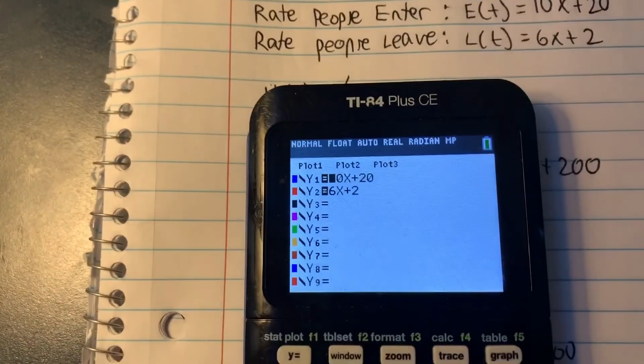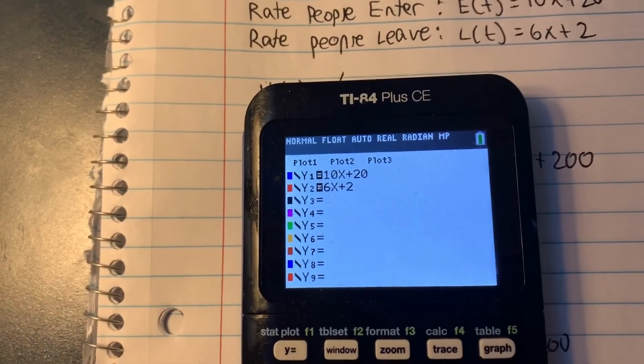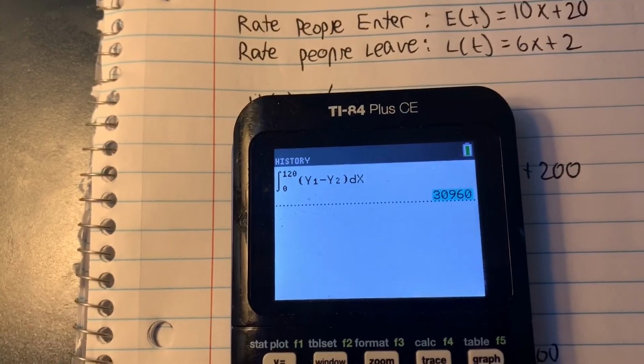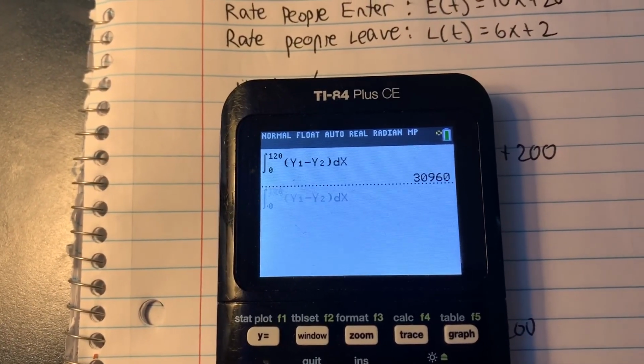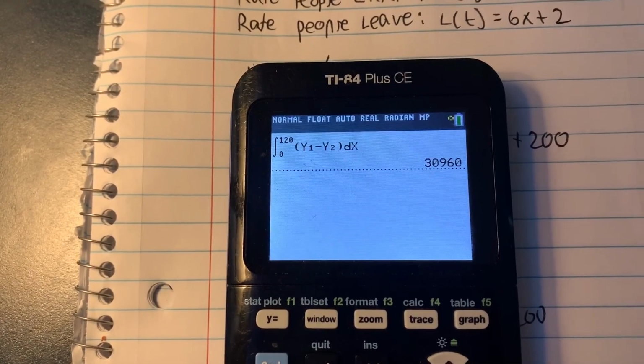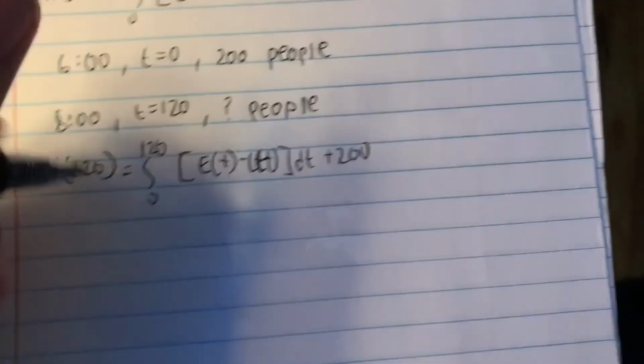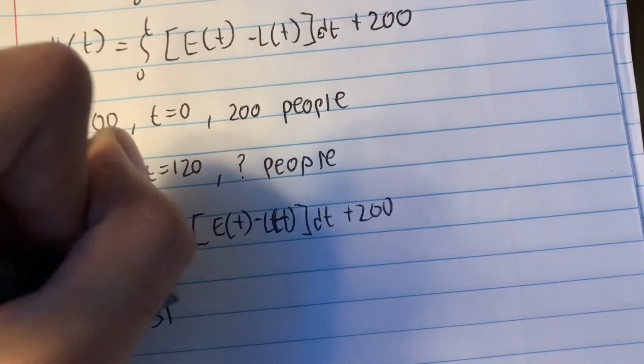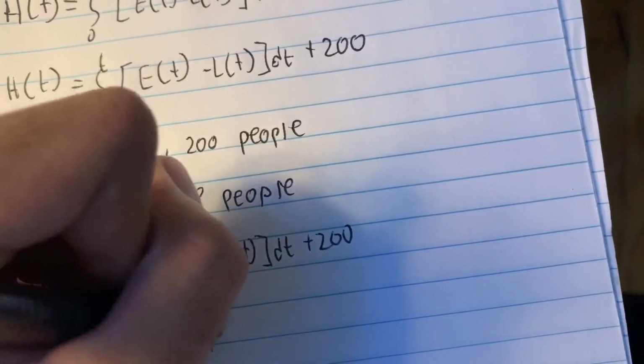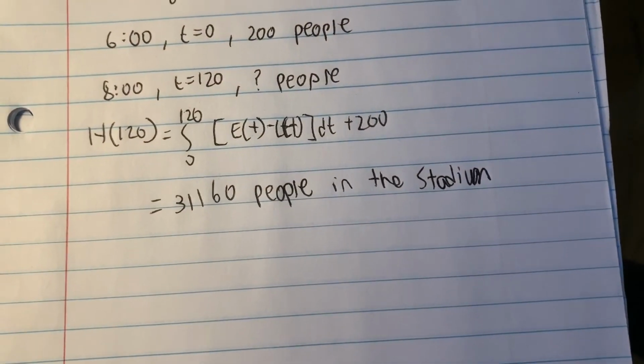Next, we can just pull out our calculator, turn it on, and with the calculator, we can put our y1 as e of t and our y2 as L of t. And then using the integration function, we can just type it into the calculator. Integration from 0 to 120 of y1 minus y2 dx plus 200, and you get 31,160 people in the arena. So after all the math, we now know that there are 31,160 people currently in the stadium at the end of this game to witness history.